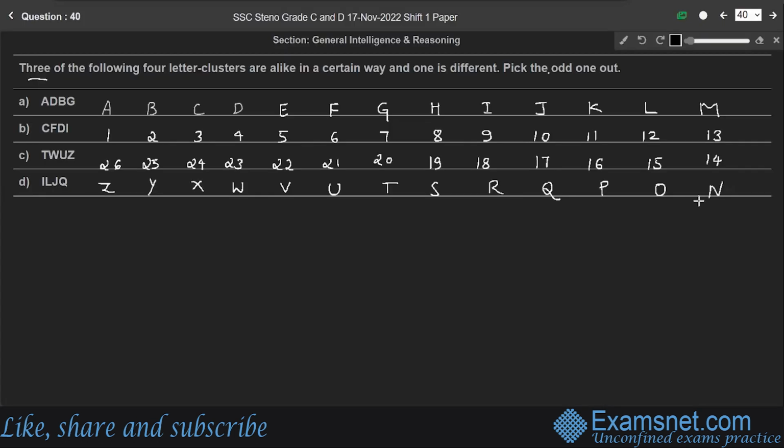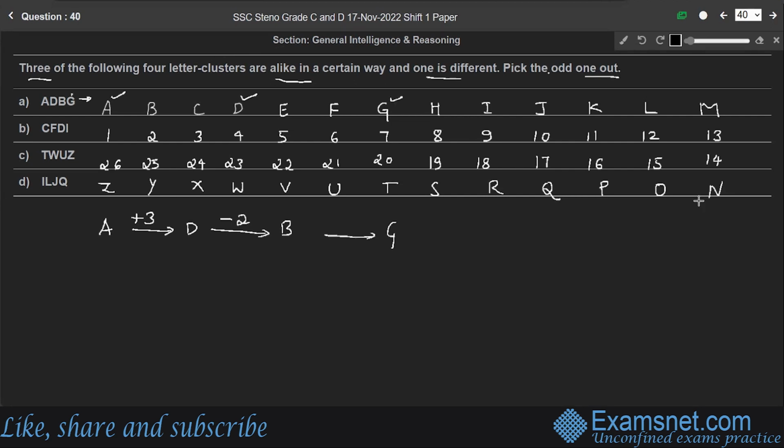Question number 40. Three of the following four letter clusters are alike in a certain way and one is different. Pick the odd one out. Here the first cluster is ADBG. Here the logic is, the first letter is A, which is 1, so its positional value is 1. D is 4, so I can write A plus 3 as D. Whereas D is 4, B is 2, so D minus 2 as B.